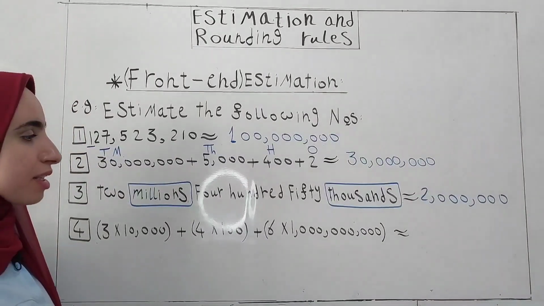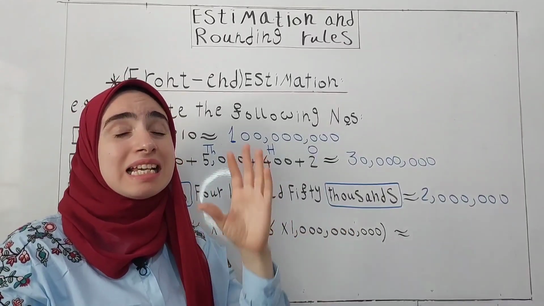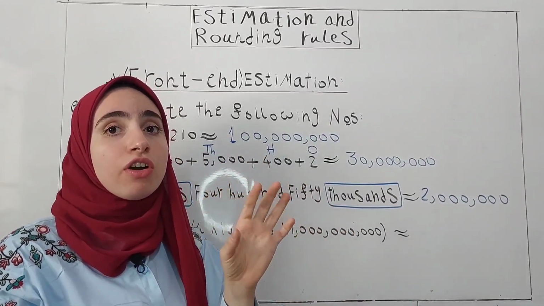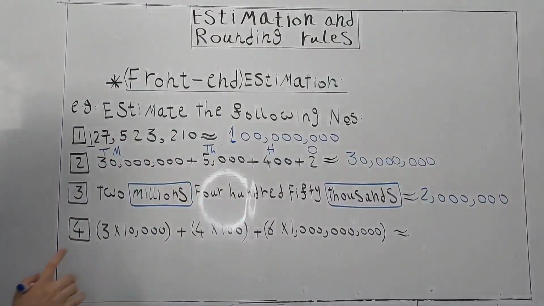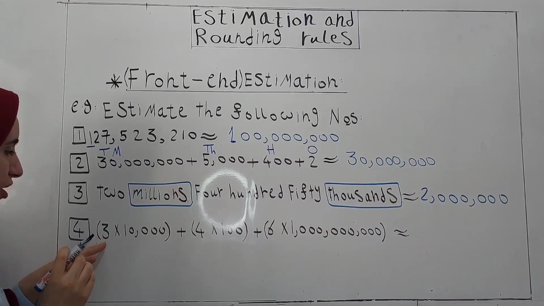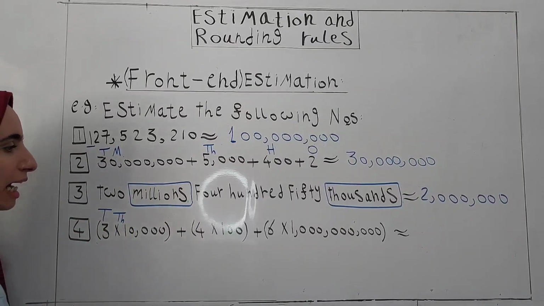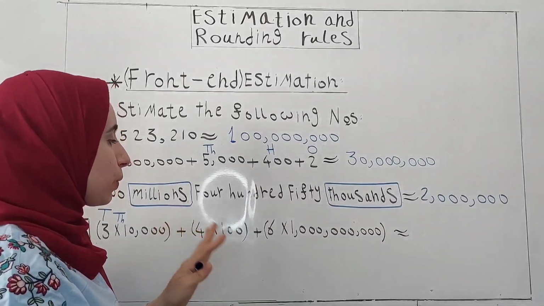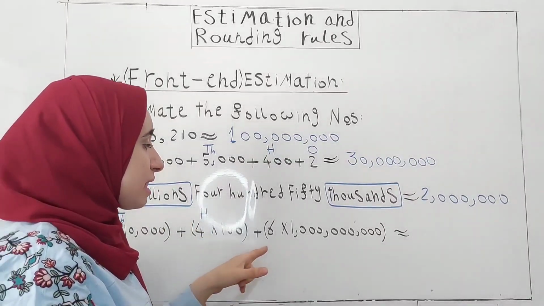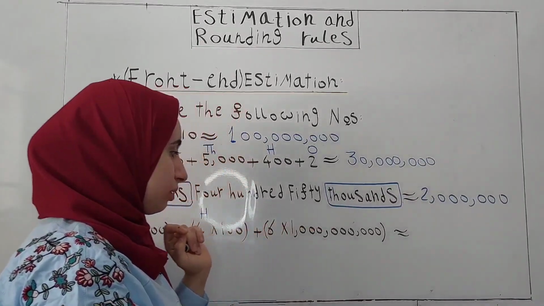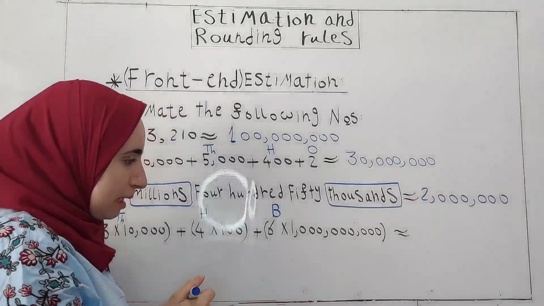The fourth number is written in expanded notation form. When we have numbers written in expanded notation form, write the place value for each digit. The digit 3 multiplied by 10,000, so the digit 3 is in the 10,000 place. And the digit 4 multiplied by 100, so the digit 4 is in the 100 place. And the digit 6 multiplied by 1 milliard, so the digit 6 is in the billions place, or milliard place.